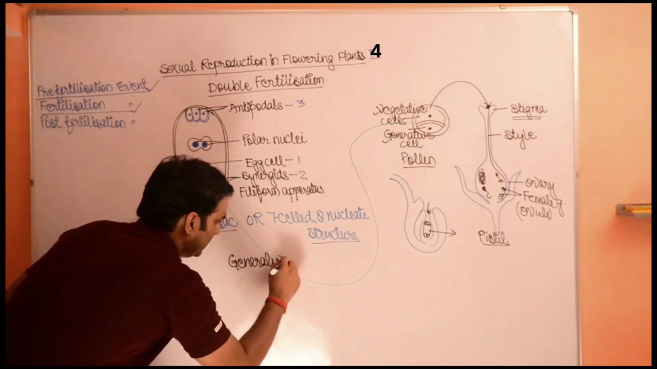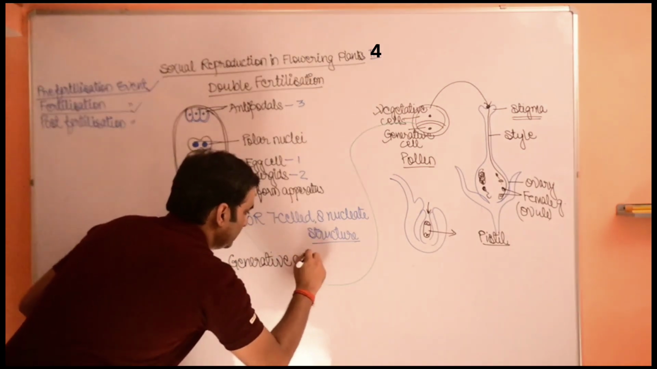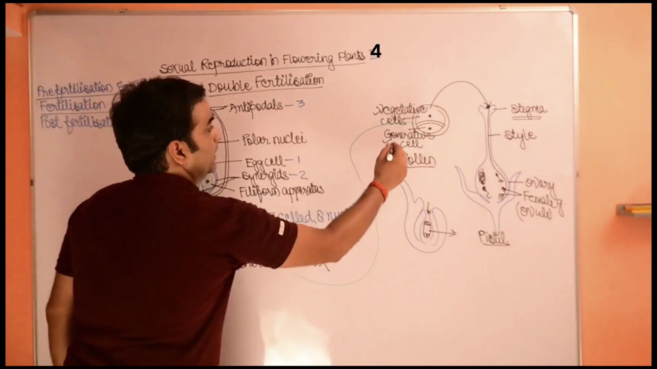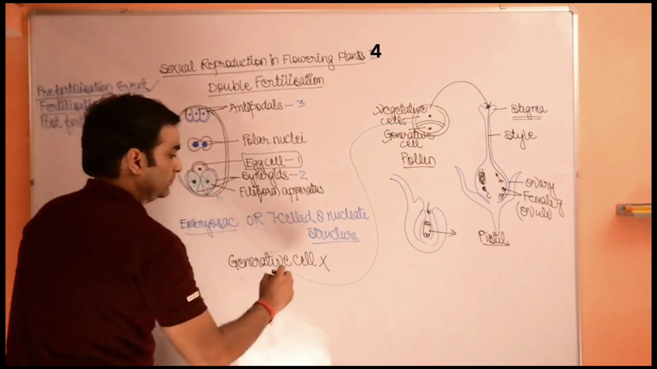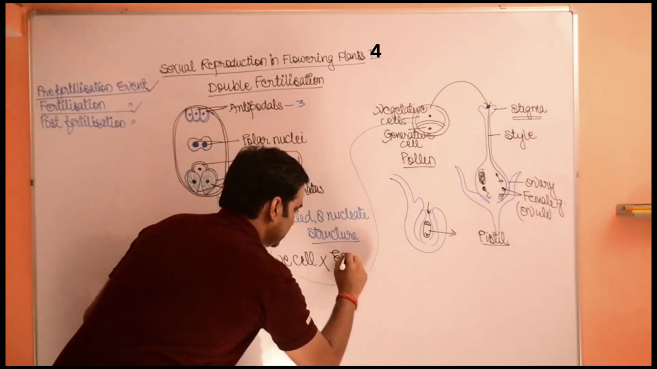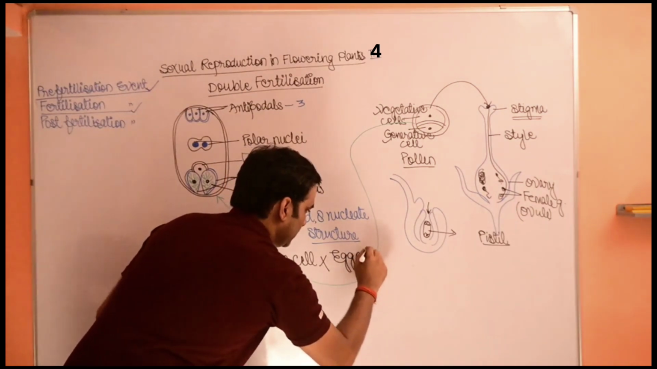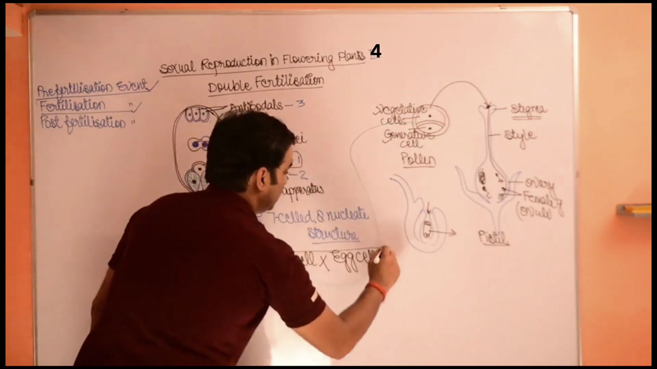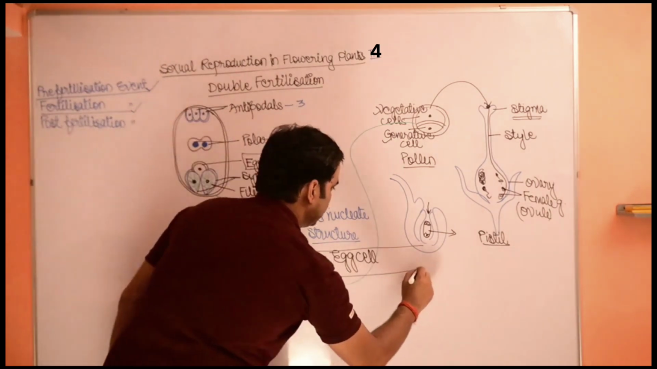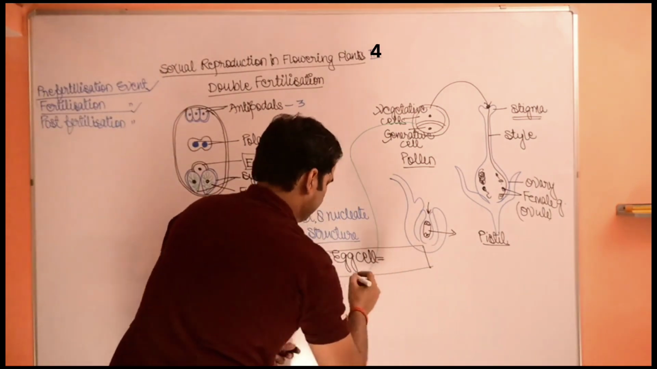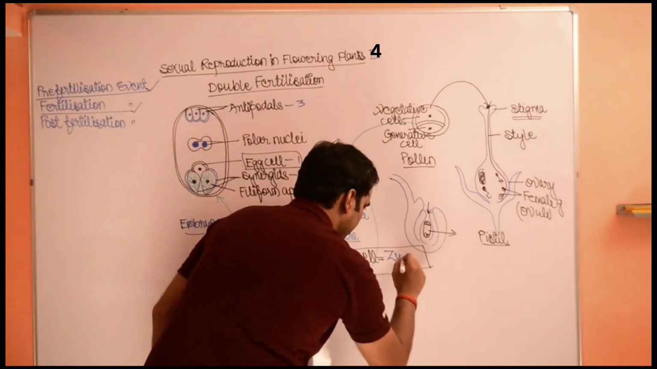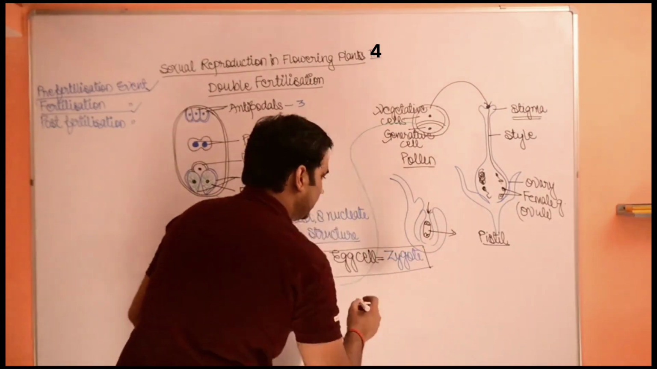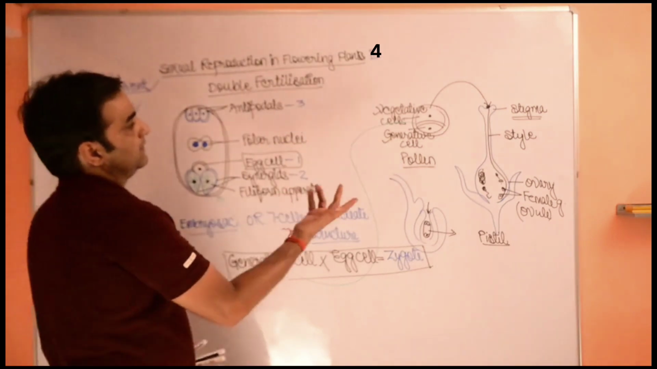So this generative cell, the small one, will fuse with the egg cell. Fusion of the generative cell with the egg cell forms the zygote. But one more cell is remaining.